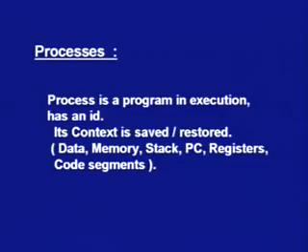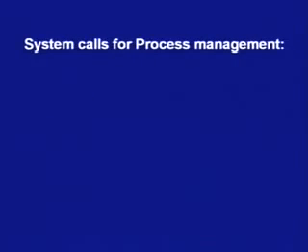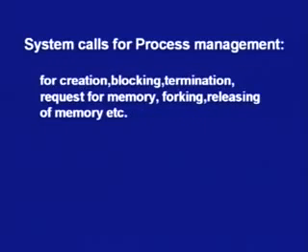So when one process runs and then it has to go off the system and another process has to start running, then the context of that process has to be saved. So when the process runs, its context is restored. When it goes off the computer, its context is saved. And by context of a process, we mean its data, its memory, its stack, the program counter, the registers, the actual codes, etc.